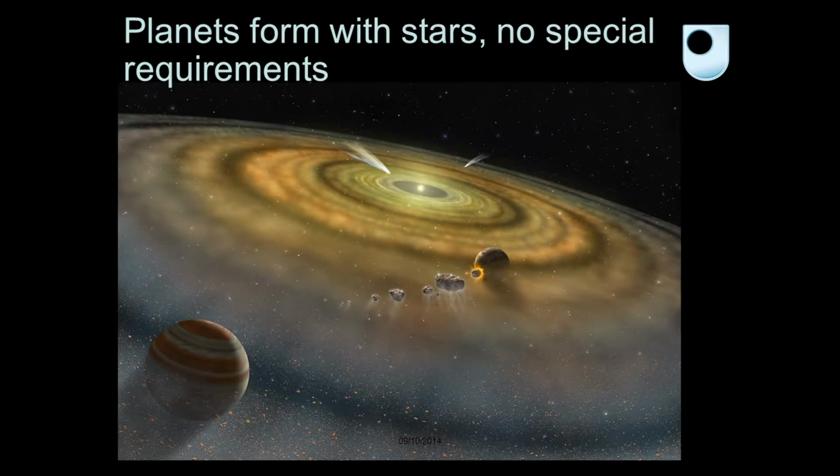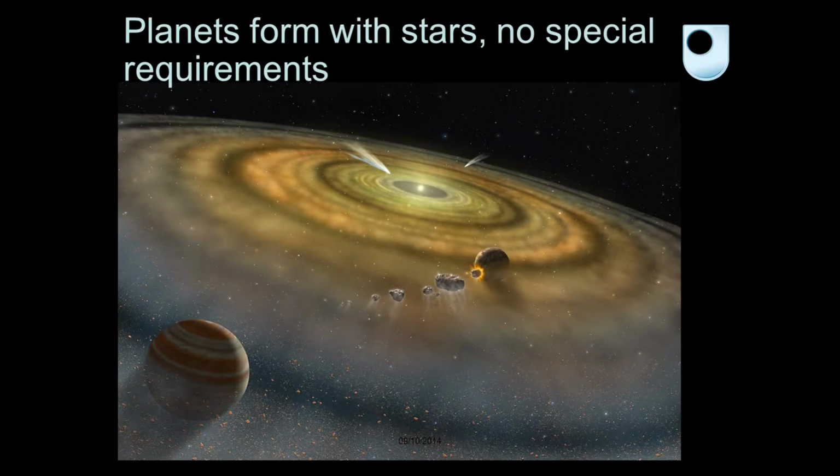And so we now know that planets form with stars. There's no special requirement at all. More than 20 years ago, it was still possible that our own solar system was unique. Something special had happened to the sun in its early history that created the material that then formed planets. But we now know that planets do generally form with stars. There are no special requirements. So we would expect the other stars, like the sun, to have planets also orbiting around them.